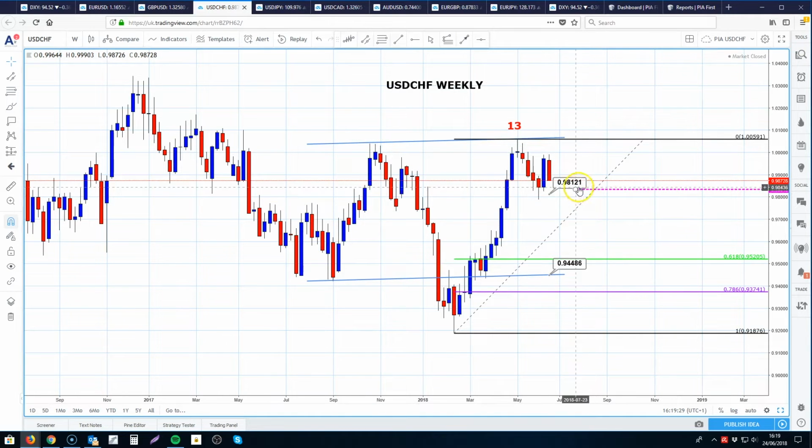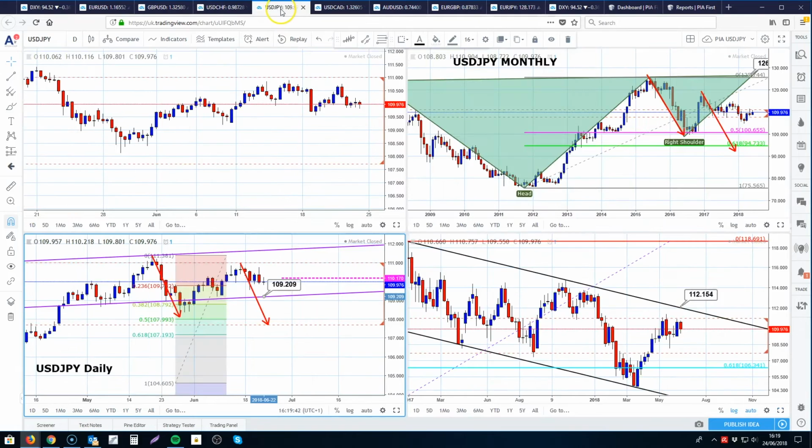So it's quite essential really, this level 98.30, 98.10 at the beginning of next week, just to see what happens and whether or not we can break higher in dollar Swiss.